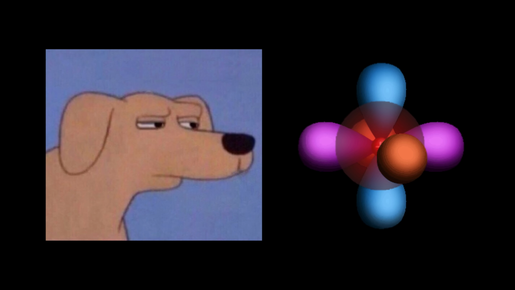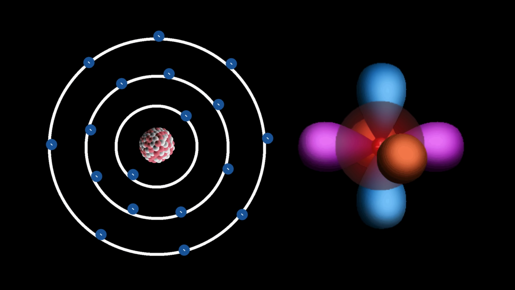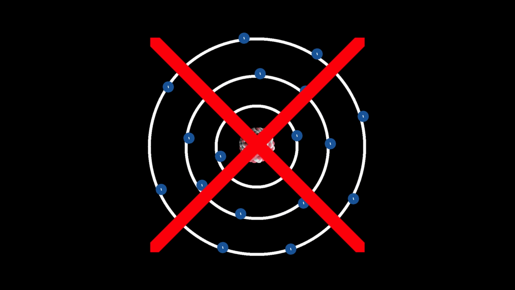Okay, now to this weird looking thing. I spared you from it because for describing electrons, this is very simple and this is not. But this is actually pretty wrong. Electrons don't orbit in circles. Here's how it actually works.